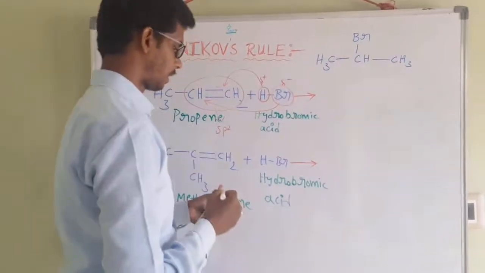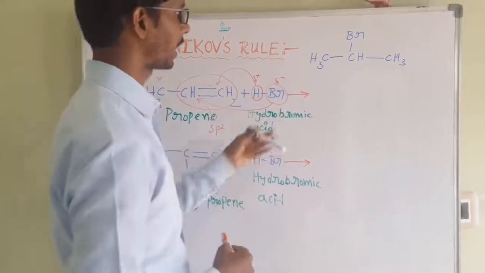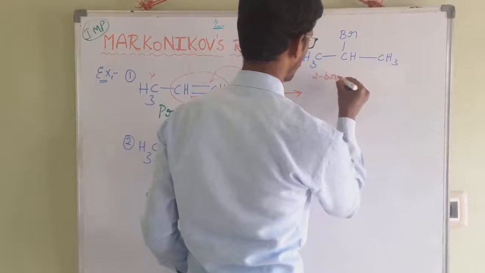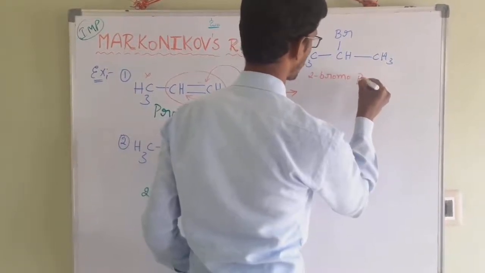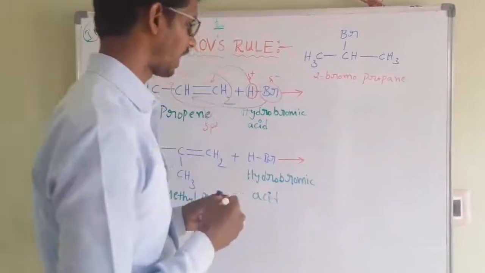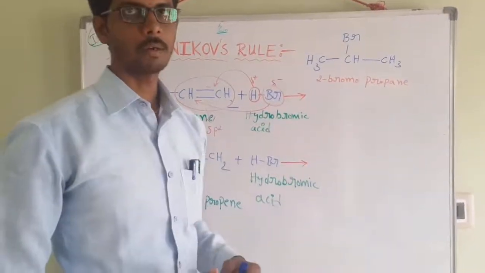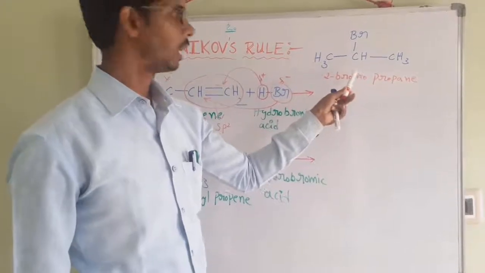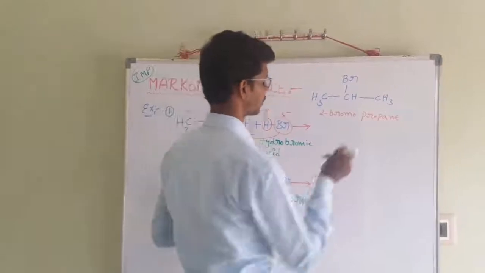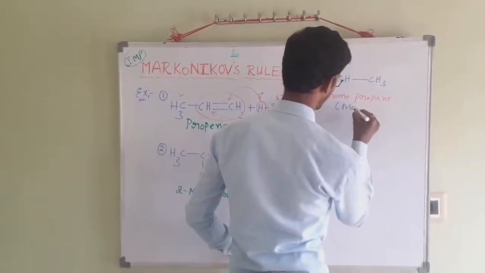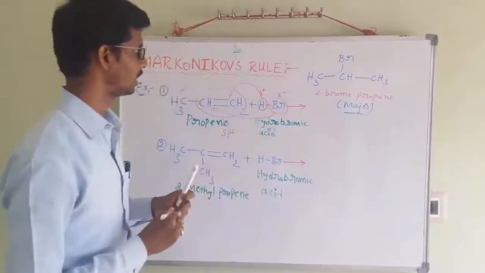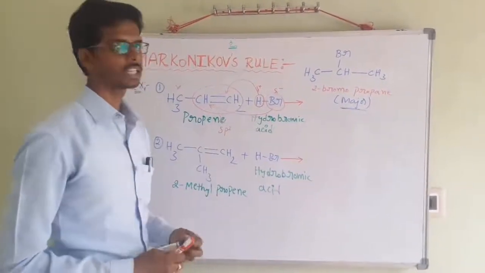What is the product name here? Here the product name is 2-bromopropane. This is the IUPAC name. This is the main product formed. Along with this main product, a second product is also formed. This is the major product in this reaction. Along with this major product, a minor product is also formed.